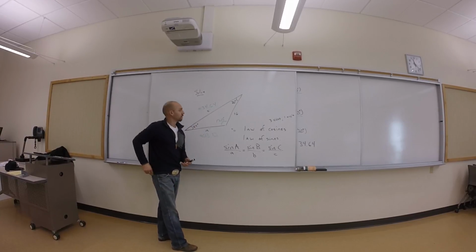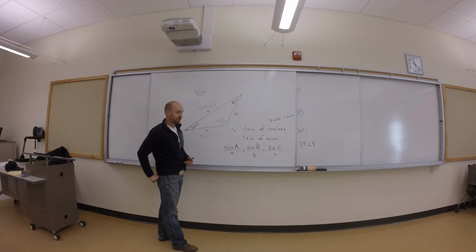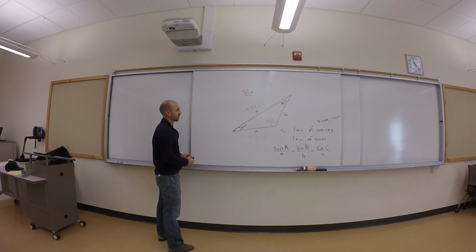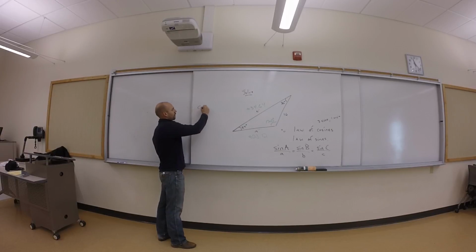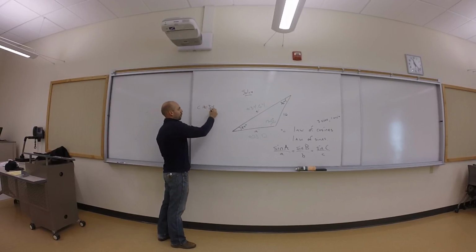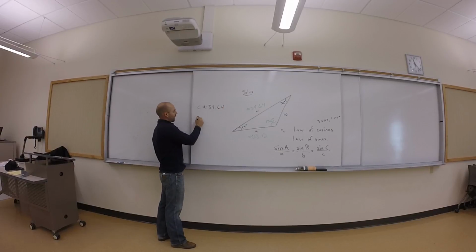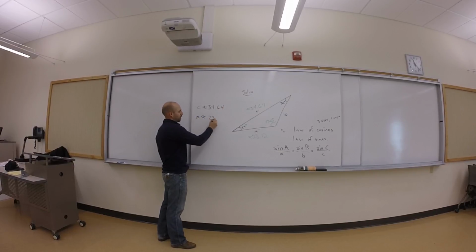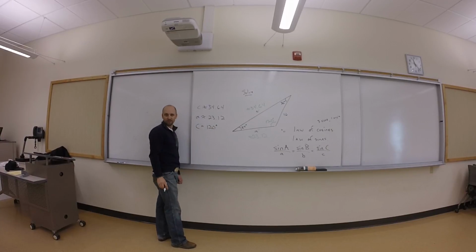Cool. So if I was coming up with a list of things that I found, to summarize, what would I actually find? Two sides, side c and side a. Side c is approximately 34.64. Side a is approximately 23.12. And angle C is actually 120 degrees. See that? I got one hard equals because I actually know that, and the other two are approximations.